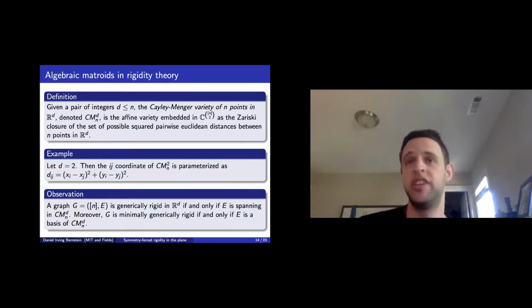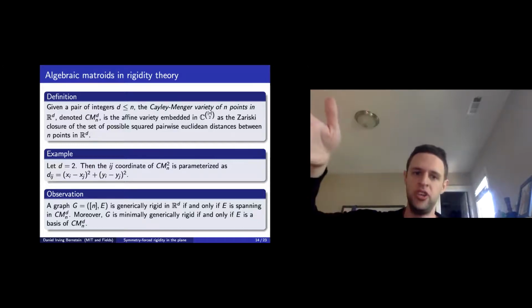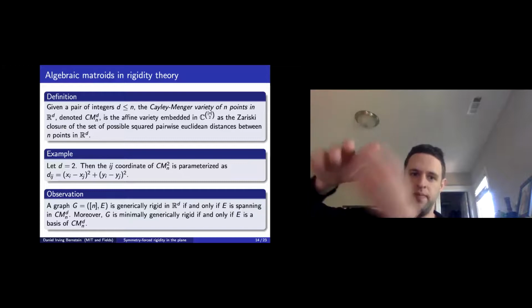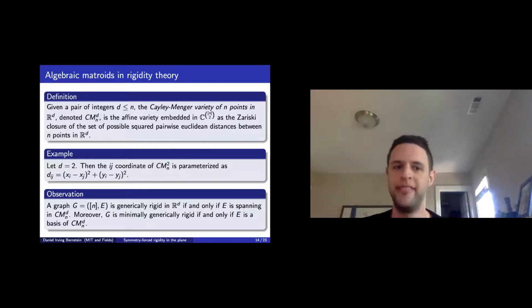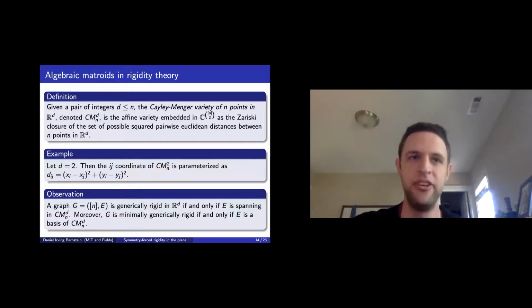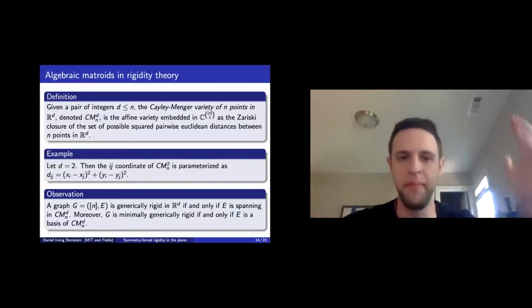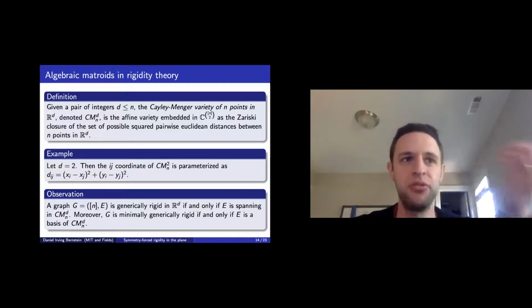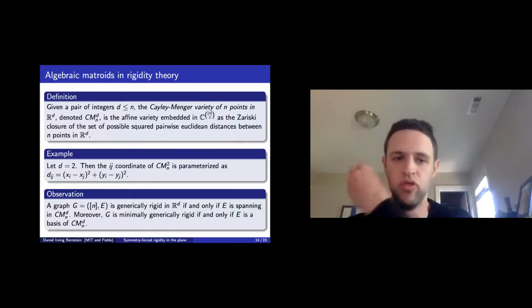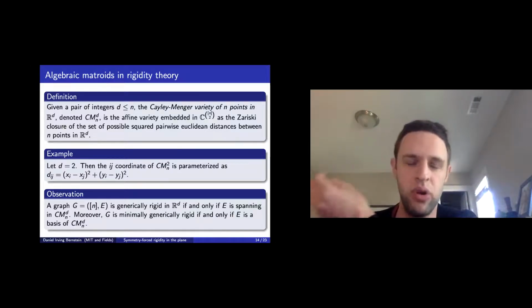Now take the Zariski closure of this set. What I mean by that is, look at all the polynomial equations that vanish on this set that you swept out, and then throw in all the other points that also vanish at those polynomial equations. This gives you some variety. It's irreducible, I claim. And what's important about this is that the algebraic matroid of this is exactly the rigidity matroid that I alluded to in the beginning.